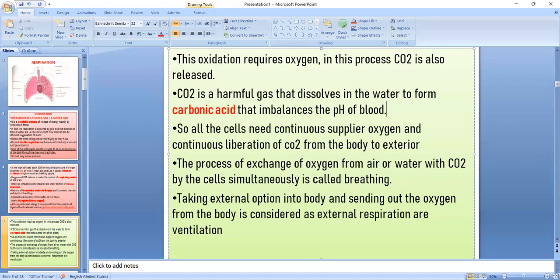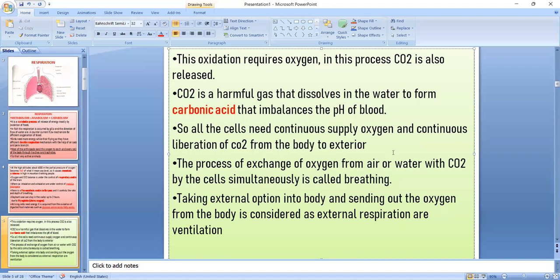So all the cells need a continuous supply of oxygen for the oxidation of foodstuff, and continuous liberation of CO2 from the body to the exterior. If the CO2 is accumulated in the body, the cells cannot breathe, blood acidity is increased. So the person or the animal will die due to respiratory acidosis, right? So we should have a continuous supply of oxygen and a continuous release of CO2 from the body. The process of exchange of oxygen from air or water with CO2 by the cells simultaneously is called breathing.